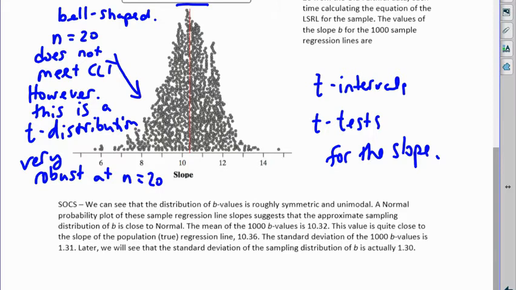Okay, so shape, outlier, center, and spread for this distribution of these slope values. It's roughly symmetric, it's unimodal. The normal probability plot of these values is showing that it's approximately straight. So that is giving us a good indication that this is nearly normal. And as you can see, the center of our sampling distribution is really looking like it's close to that true population value of 10.32.